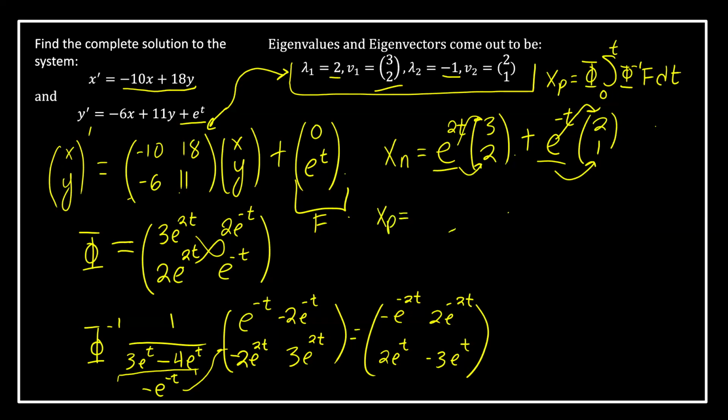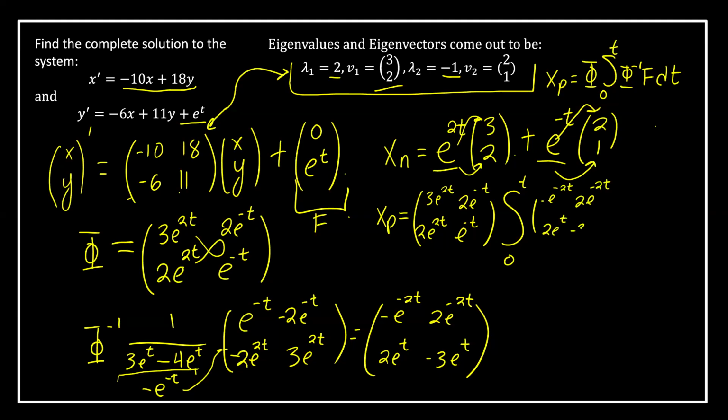So we have our x sub p is equal to our fundamental matrix, 3e to the 2t, 2e to the minus t, 2e to the 2t, e to the minus t, multiplied by the integral from 0 to t of our inverse. So we have minus e to the minus 2t, 2e to the minus 2t, 2e to the t, and minus 3e to the t. And we multiply that by our forcing function, 0, e to the t, dt.